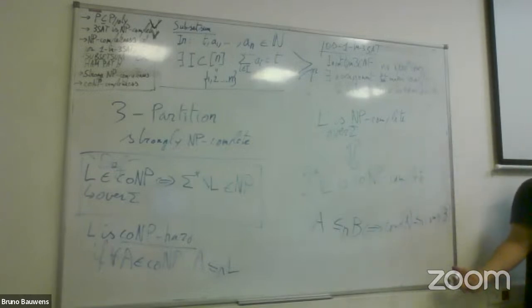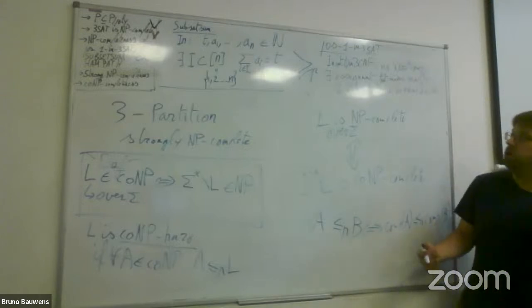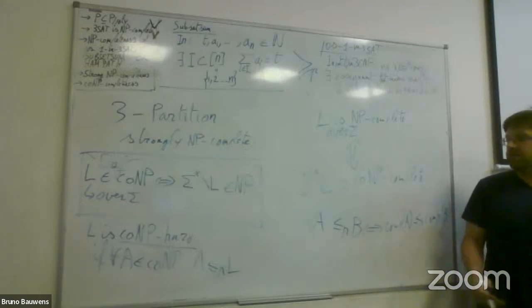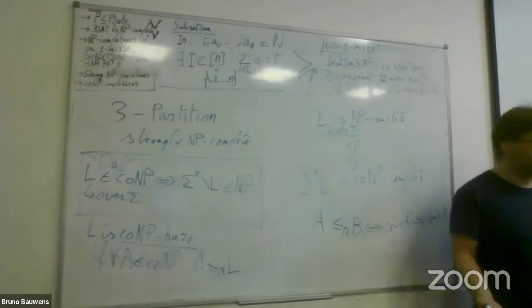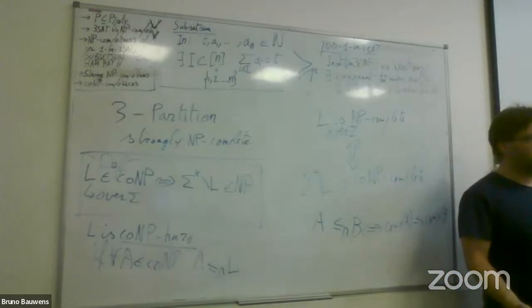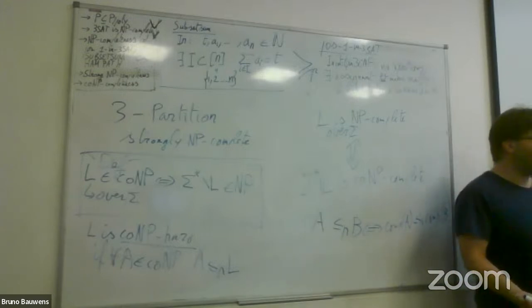And so a corollary of this is the following problem: given a circuit, check whether the output is always 0. That's the opposite of circuit SAT. And so this is a co-NP complete problem.